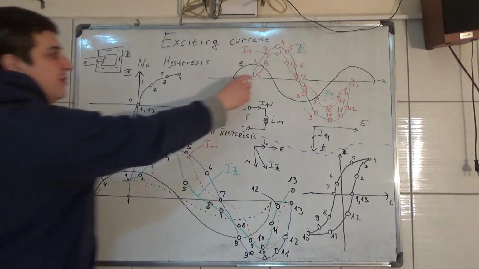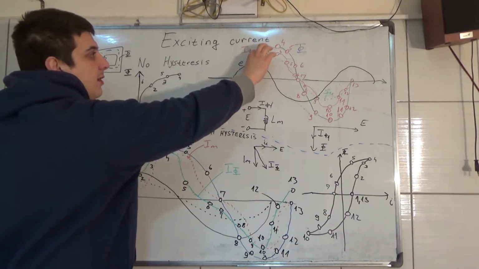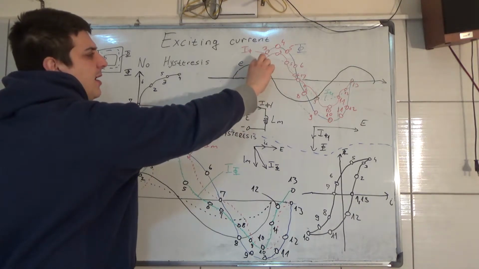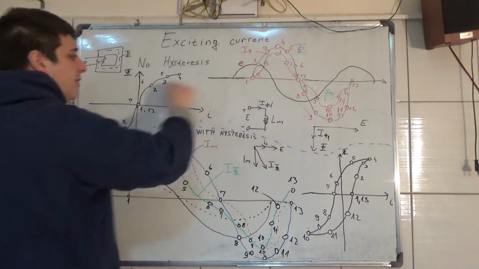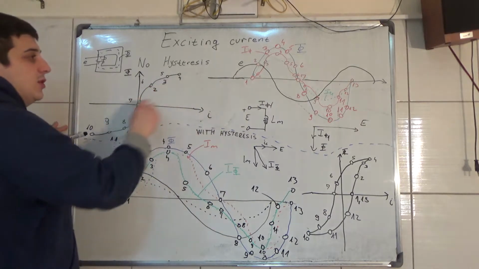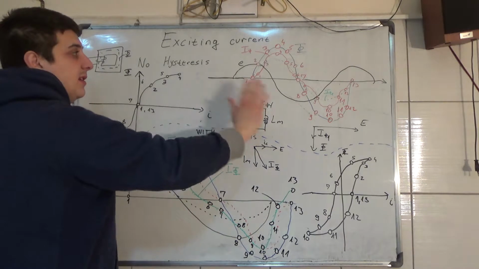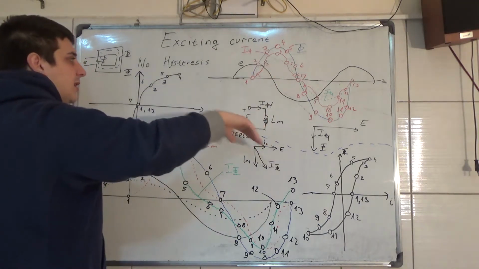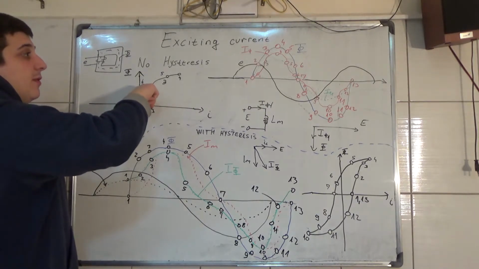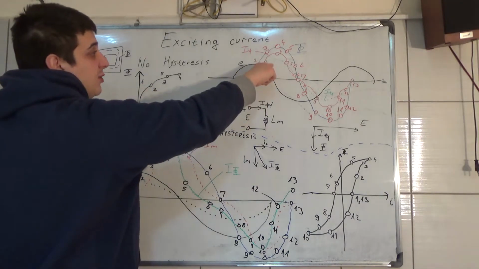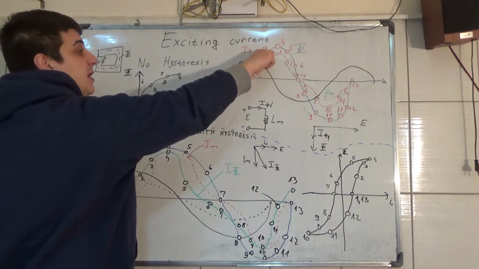Now, at this point 2, you have a magnetic flux that is equal here on the blue line, and you have an exciting current at this number 2. So we increased the current in the positive axis, and then the magnetic flux will rise. The current rises to point 3, and then the flux also rises to point 3.